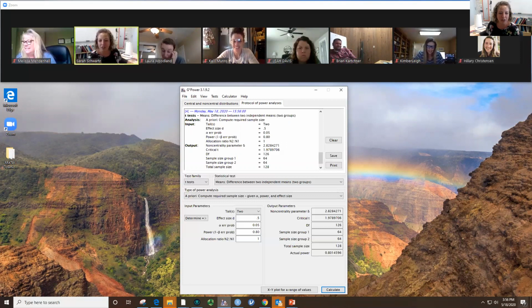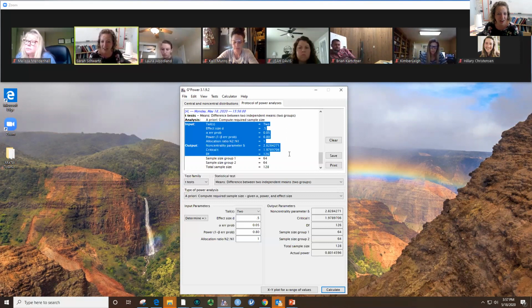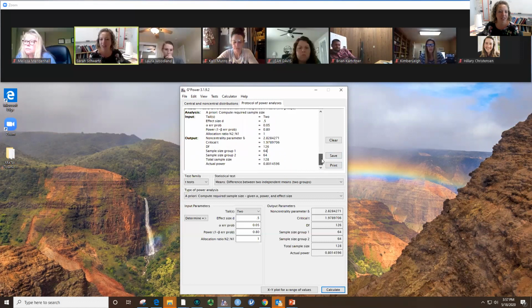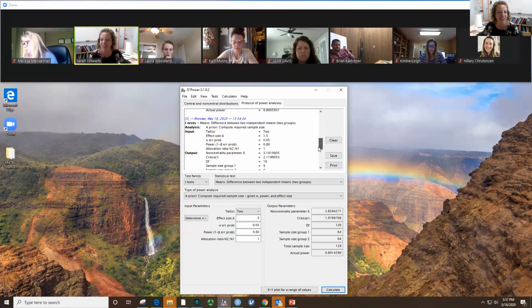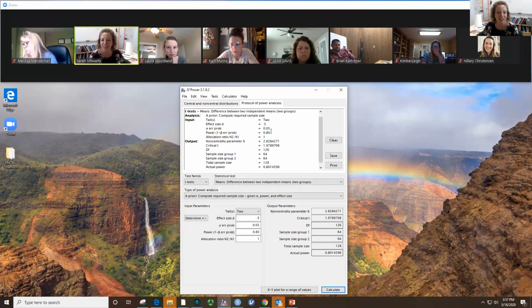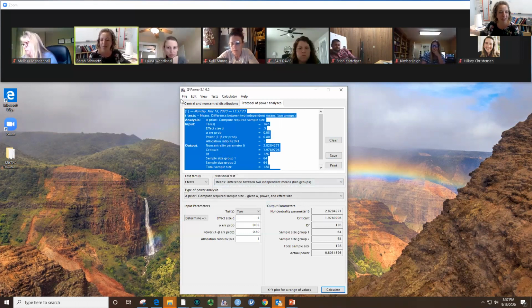So this tells you everything you need to know. It tells you that you're doing a t-test for the difference in two independent group means. So that's what we chose. The type of analysis, a priori. We're computing the needed sample size. It tells all the inputs and all the outputs. And you can print this, save this, and it keeps your history. So here's the history of everything with date and timestamps. You can clear it and then run it again. So you can just copy this and paste it into your appendix on your power analysis.